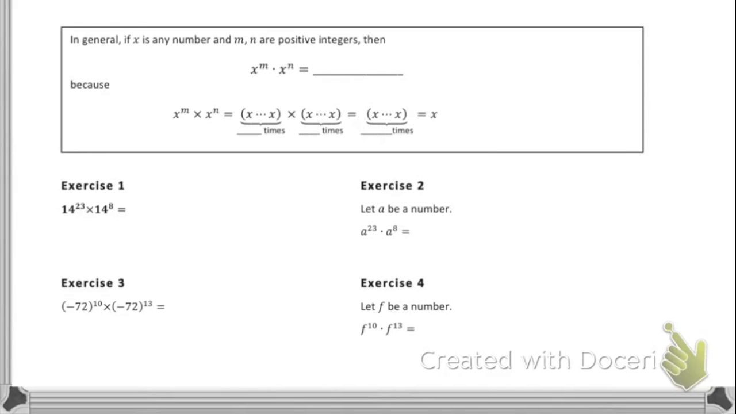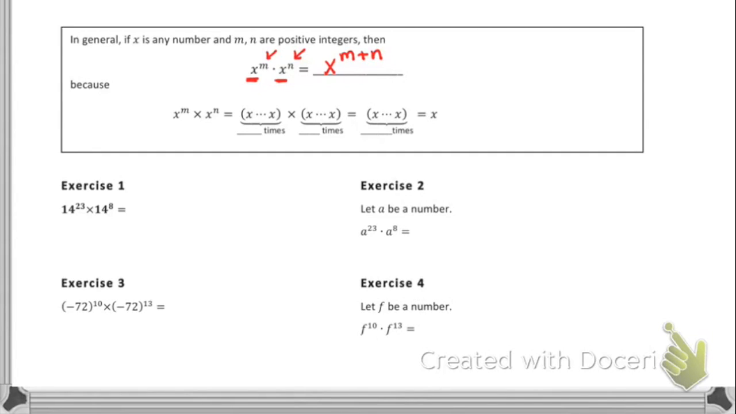In general, if x is any number, and m and n are positive integers, so we're looking at x being any number, but what we do see is that it has to be the same value. So the same base to a positive integer power, then x to the m times x to the n is the same as taking x to the m plus n. So basically we're just adding the powers together, or adding the exponents together. So you can see it written out algebraically.